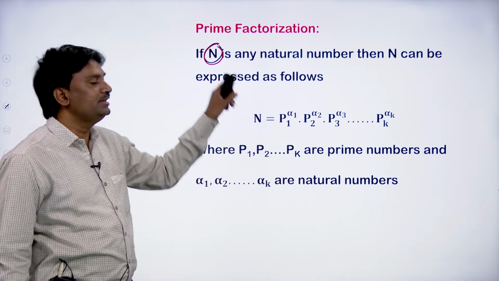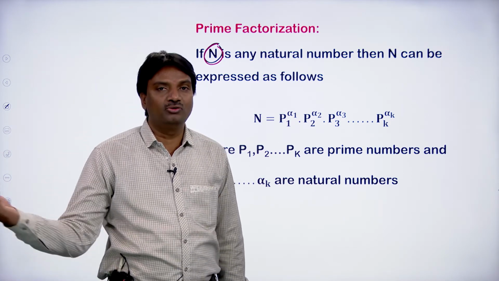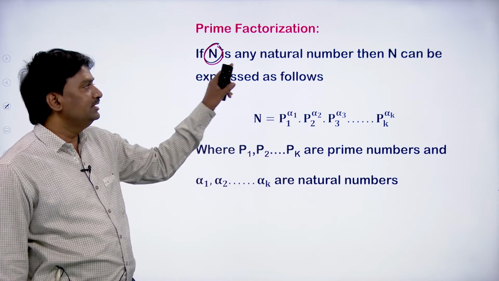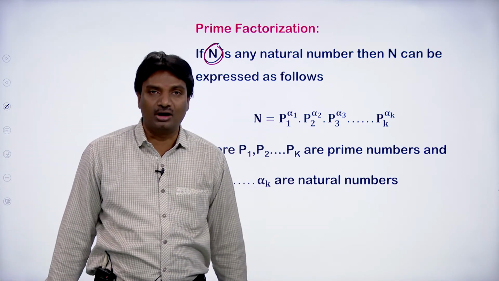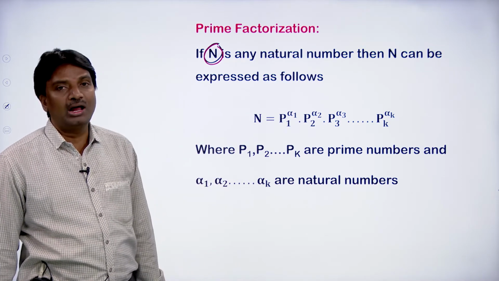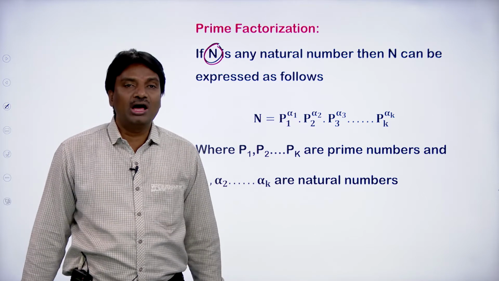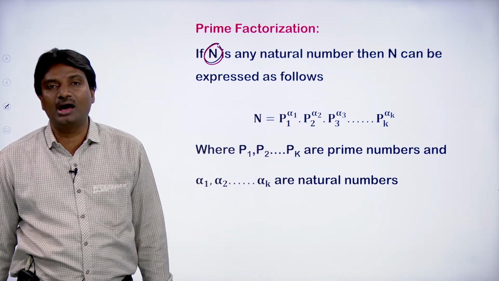If n is any natural number, we know the natural numbers begin with 1, 2, 3, 4, 5, 6, and so on. If n is any natural number, then n can be expressed as follows. We can write n as p1 power alpha 1 into p2 power alpha 2 into p3 power alpha 3 into so on pk power alpha k.